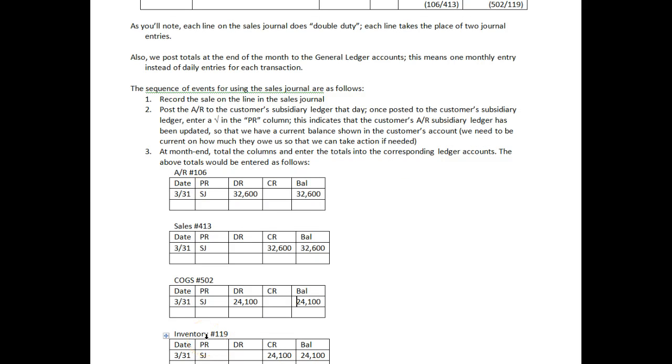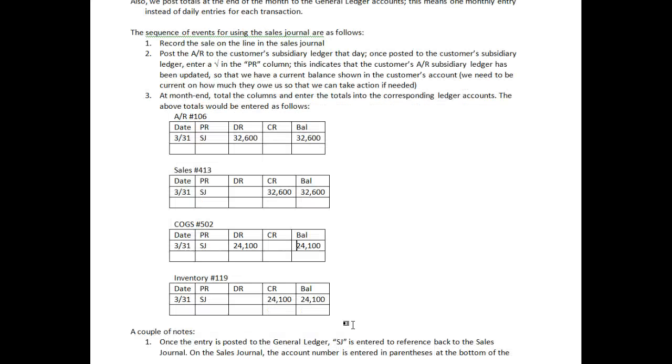Last but not least, we've got inventories, account 119, date 3/31, posting reference sales journal. In this case, we're posting a credit because we're reducing inventory. It's coming out of inventory, going to cost of goods sold, with a balance of 24,100. Okay? A couple of notes. Once the entry is posted to the general ledger, SJ, for sales journal, is entered to refer back. I've already mentioned that.